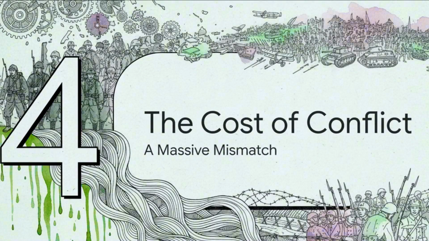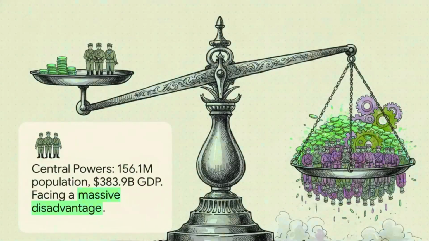Let's get into Section 4, the cost of conflict, a massive mismatch. To really grasp the nature of this war, you have to look at the sheer scale of the mismatch between the two sides. From day one, the Central Powers were fighting a massive, massive uphill battle. Think about this. In 1914, the combined population of the Central Powers was just over 156 million people, with a combined GDP of around $384 billion.